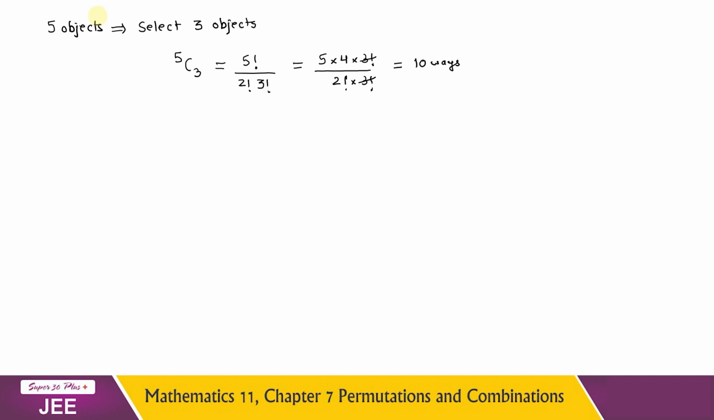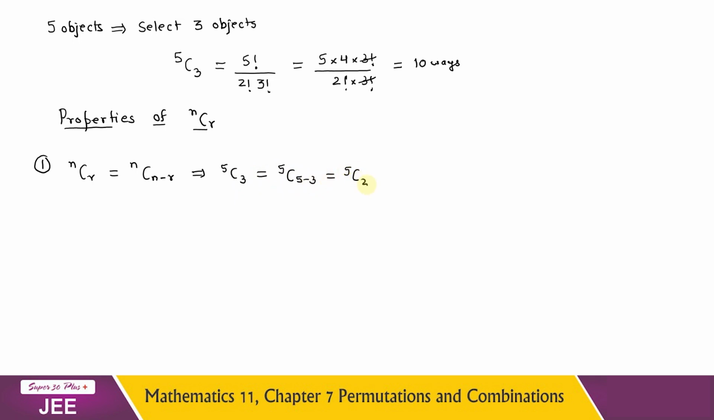So now let's move forward and understand some properties of nCr. The very first property is nCr is equal to nC(n minus r). nCr is equal to what? nC(n minus r). For example, I can write 5C3 equal to 5C(5 minus 3), which is further equal to 5C2. So if somebody asks you what is the value of 5C3, is it different from 5C2? No, 5C3 and 5C2 are going to be the same.